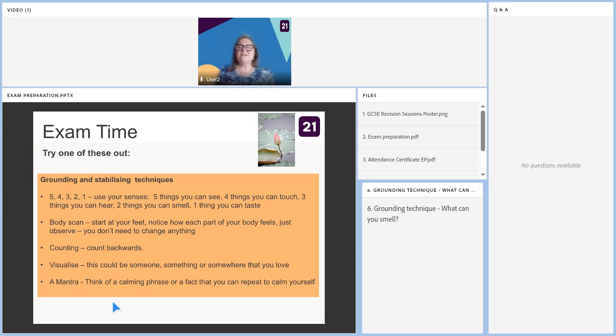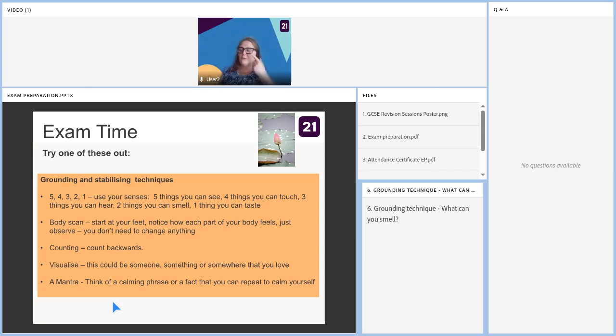Body scan. So this is another type of yoga technique when we think about starting at our feet and noticing each part of our body and how it feels, and just observe it. You don't need to change anything, but just observe it. Thinking about our toes, our knees, our hips, our shoulders and up through to our head. So just thinking about and observing our body.